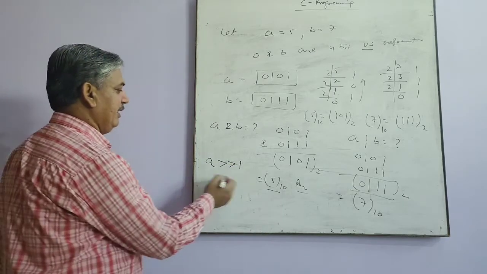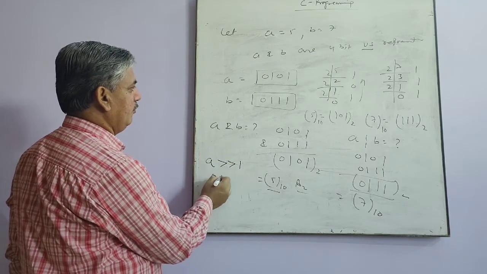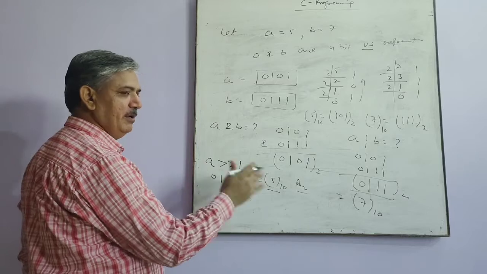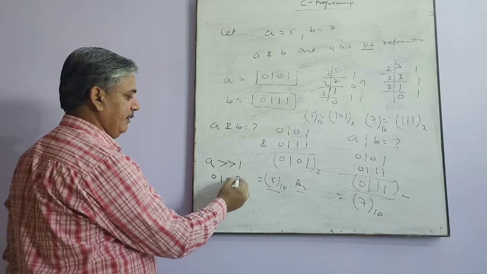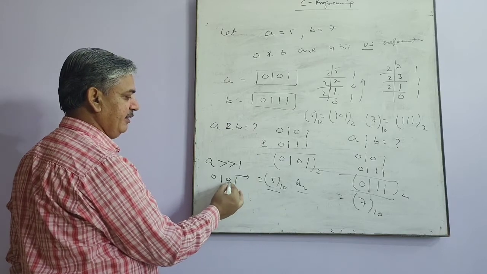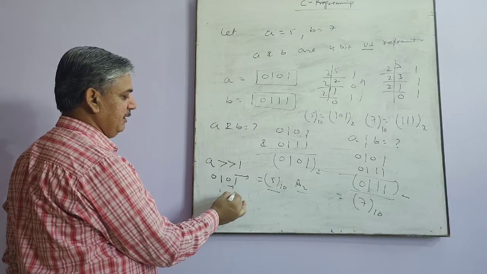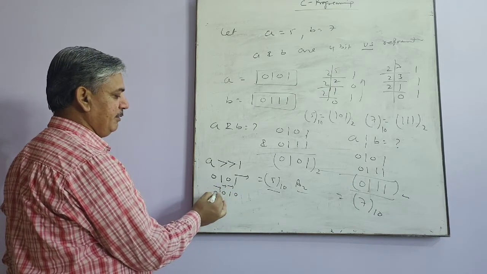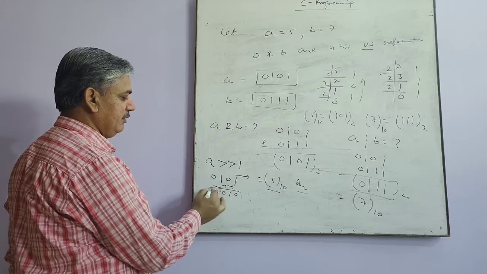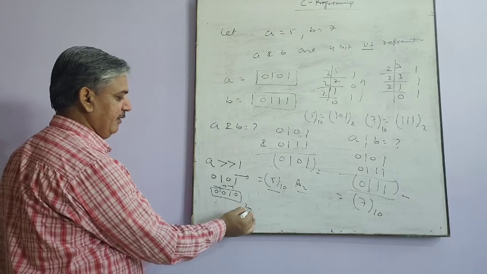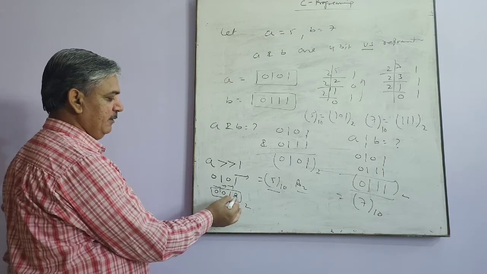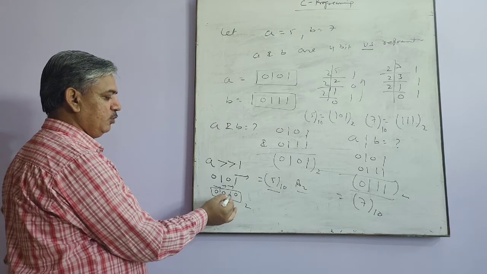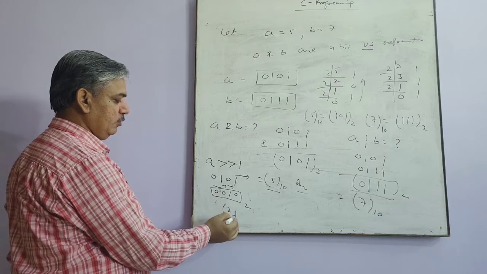Suppose we want to compute A right shift 1. Clear? So then A right shift 1 means A is 0 1 0 1. This is A. So right shift 1 means shift 1 bit towards the right. So this 1 is discarded and this 0 is at this place, this 1 is at this place, this 0 is at this place, and this empty position is filled by 0. So what we will get? This is 0 0 1 0. This is binary. So how to convert this into decimal? 2 to the power 0, 2 to the power 1, 2 to the power 2, 2 to the power 3. So this is 2 to the power 1, which means 2. So 2 is the answer.